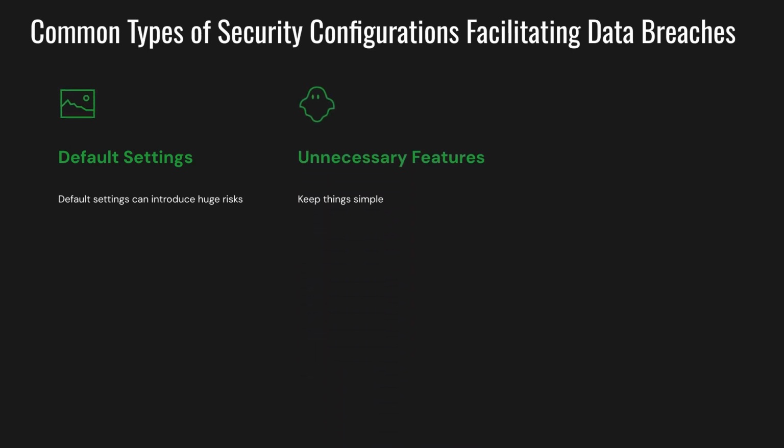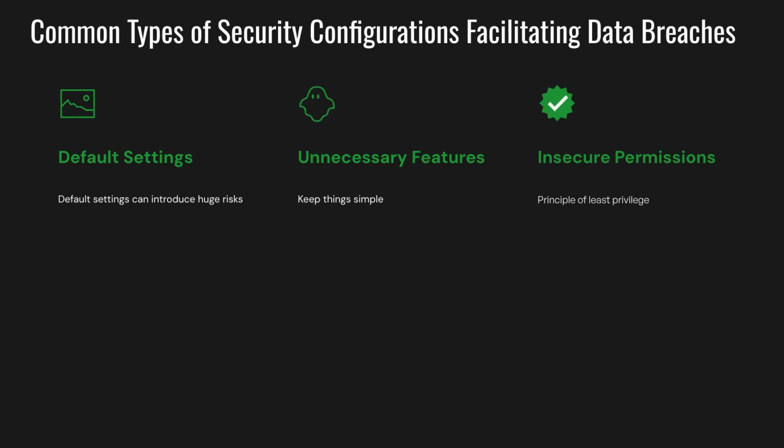Unnecessary features. Activating features that aren't needed can leave your system exposed to threats. Think of features like remote admin tools or unused network ports. Organizations should regularly audit their systems and remove features that aren't essential. Keeping things simple can greatly reduce the chance of a breach.